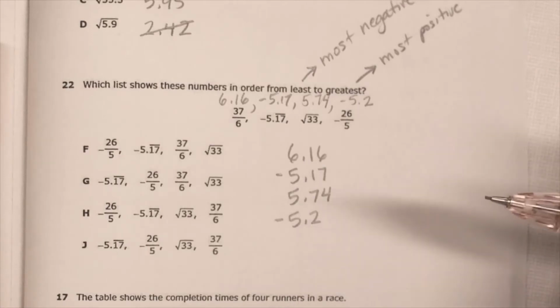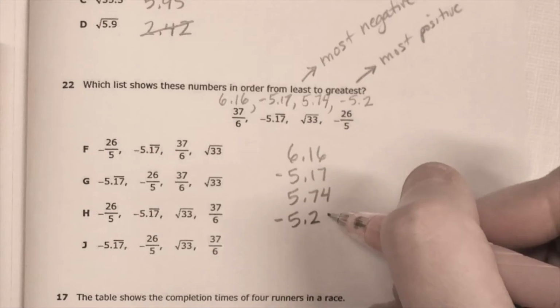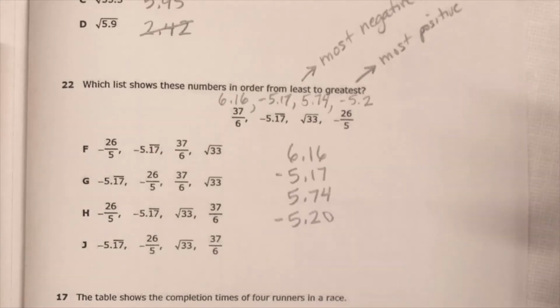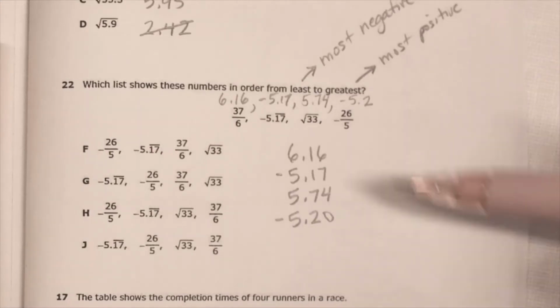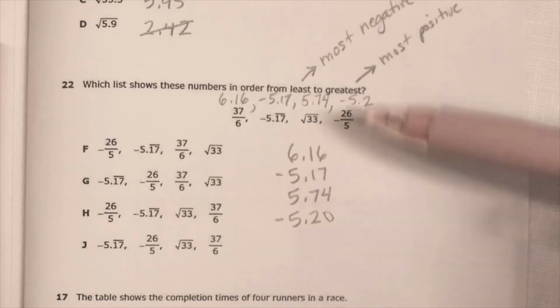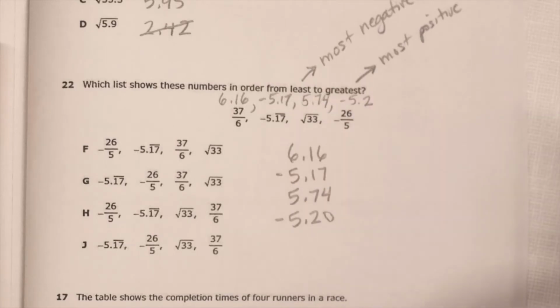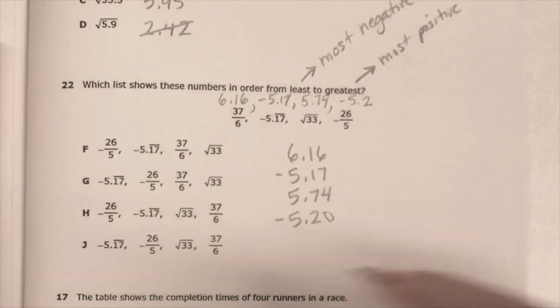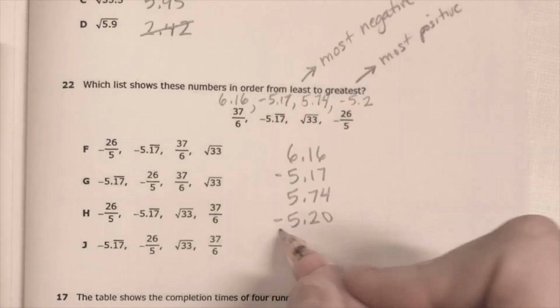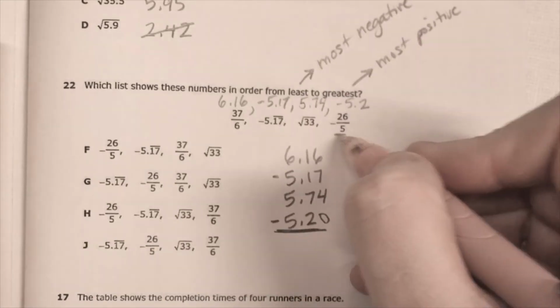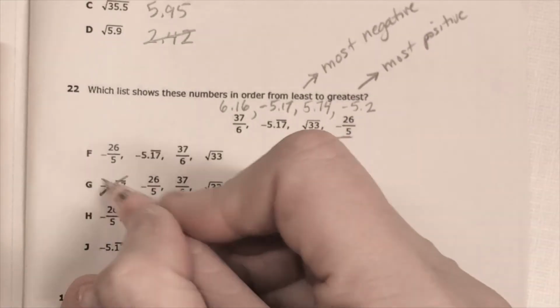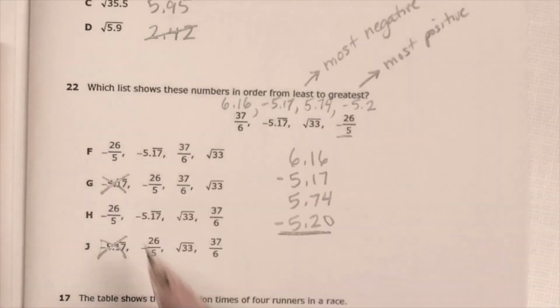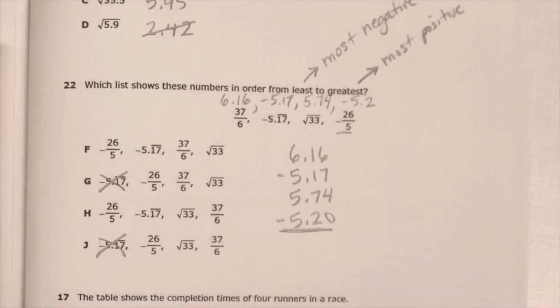You add a 0. Okay? Now, they want me to go from least to greatest. That means they want me to find the most negative number first. What is the most negative number? Negative 5.20, which is negative 26/5. So I can cross off those two, because negative 26/5 should be first, that's the smallest number.